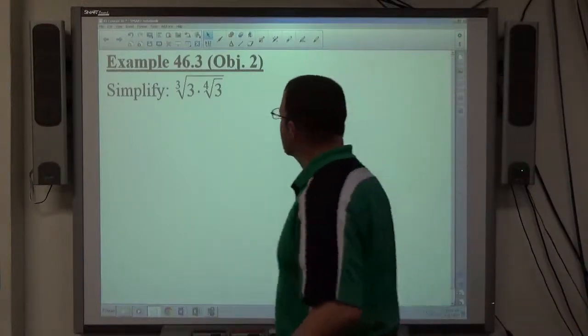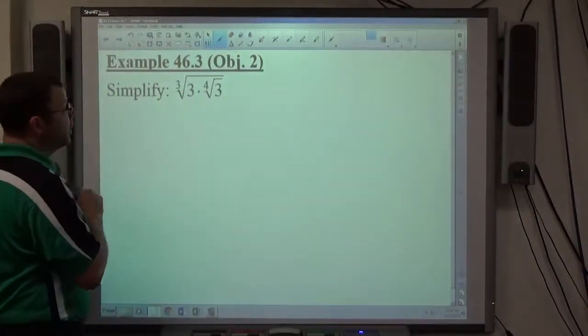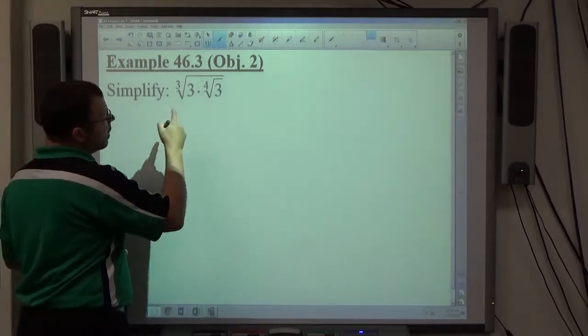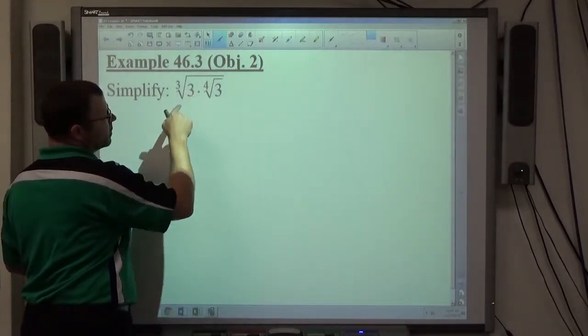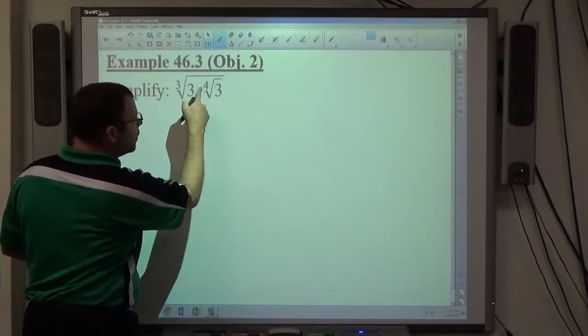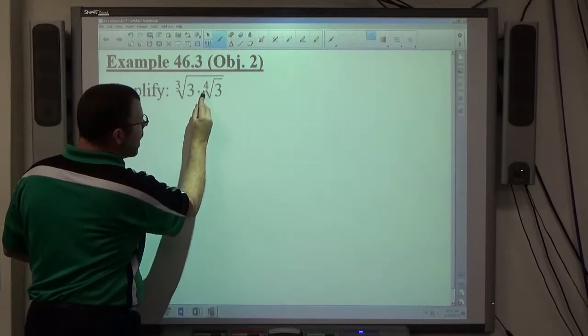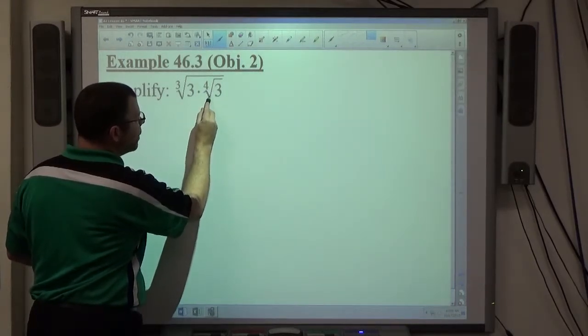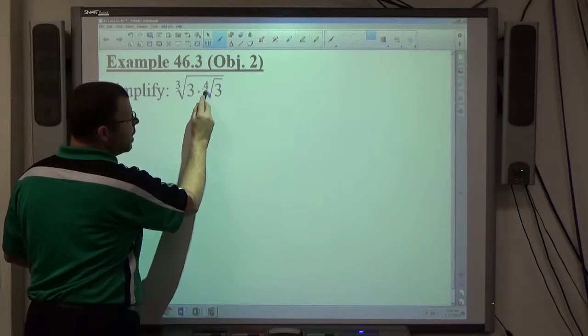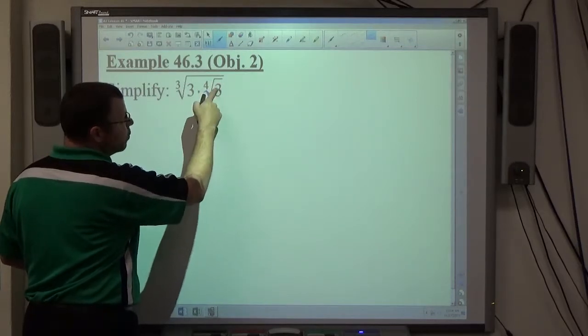Example 3 has the same structure. We have a cube root of 3 times the 4th root of 3. Be careful, they don't always put the dots there. If this root is over top of this at all, if it's anywhere over top of that, it's attached to the radical.